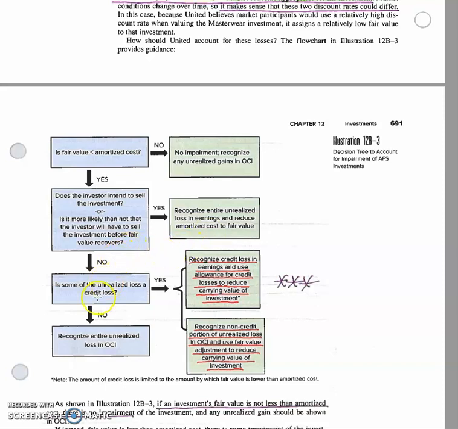If the answer is no, we're not planning to sell it, then is some of the unrealized loss credit loss? If the answer is no, then the entire loss goes into other comprehensive income. If the answer is yes, some of the unrealized loss is credit loss, then we recognize credit loss in earnings, part of net income, and use the allowance for credit losses to reduce the carrying value of the investment. In other words, we use the contra asset account. Okay, and then we recognize the non-credit portion of the unrealized loss in other comprehensive income and use fair value adjustment to reduce the carrying value of the investment.